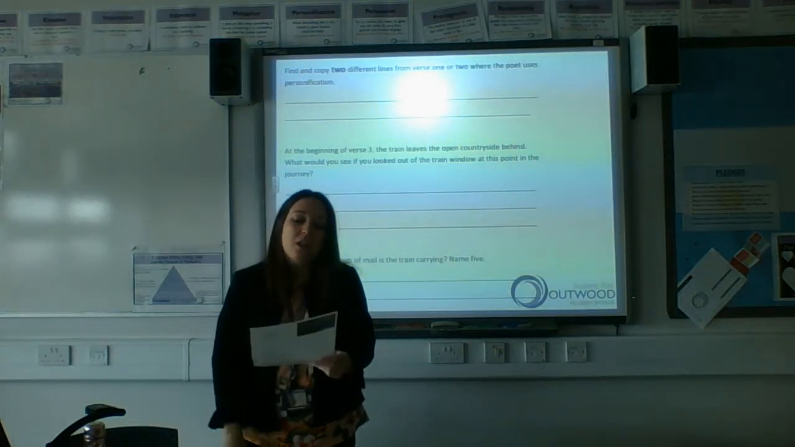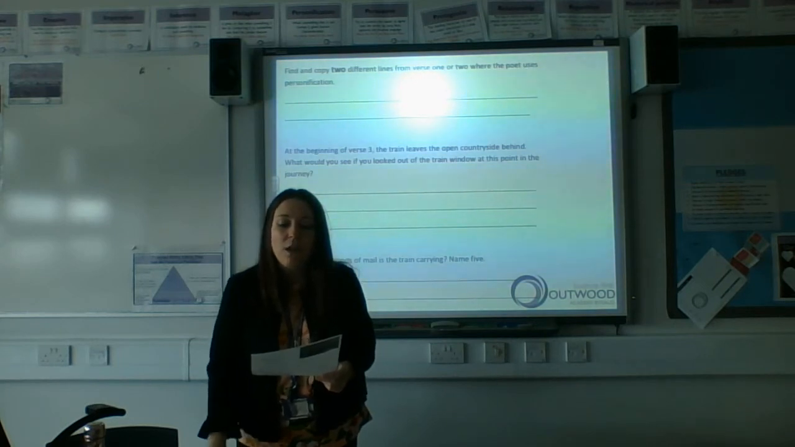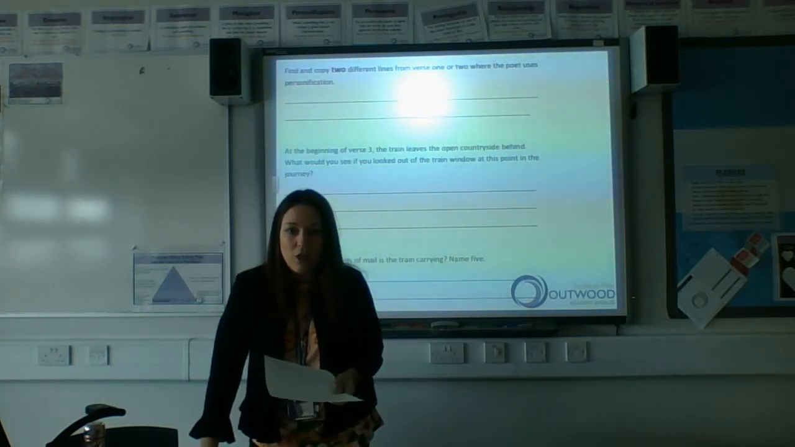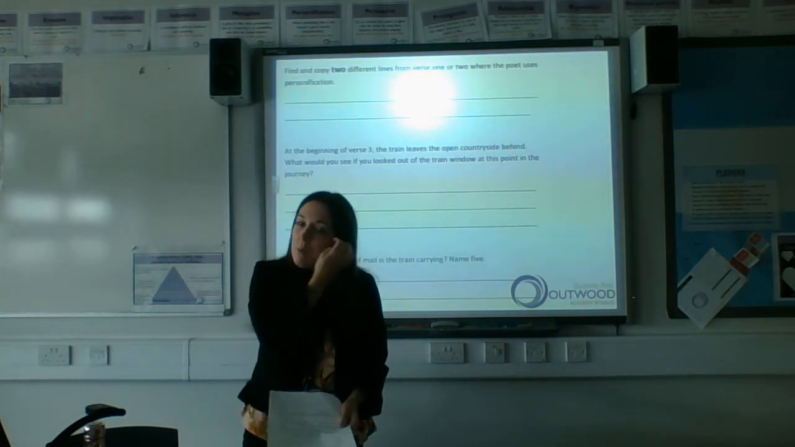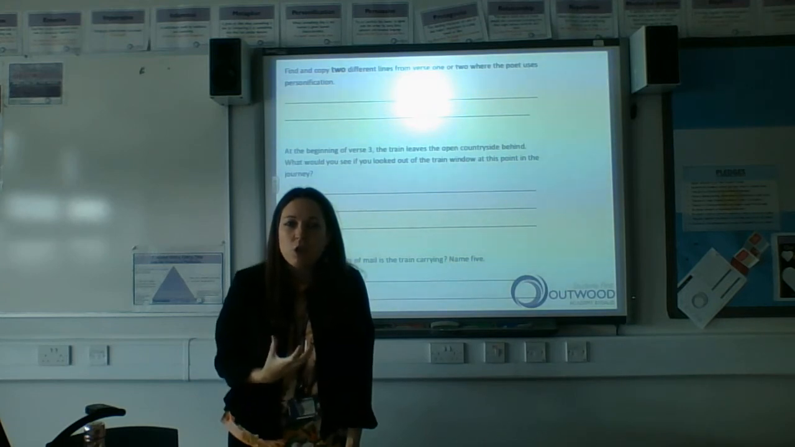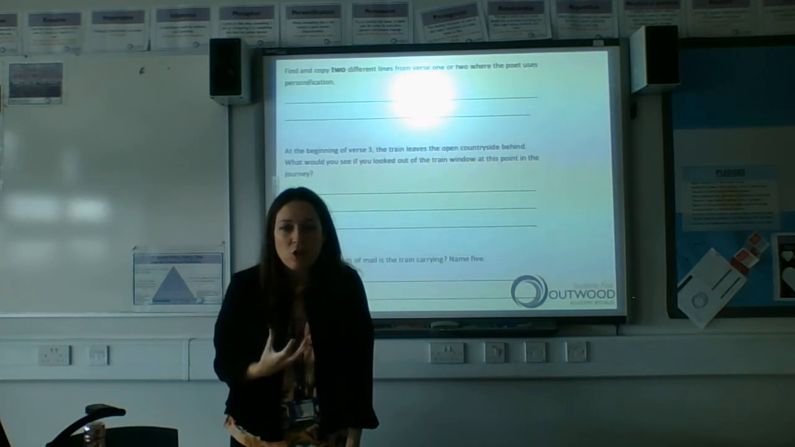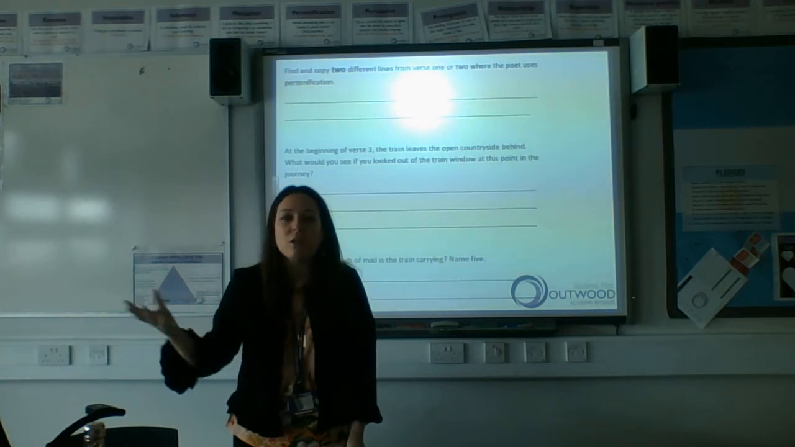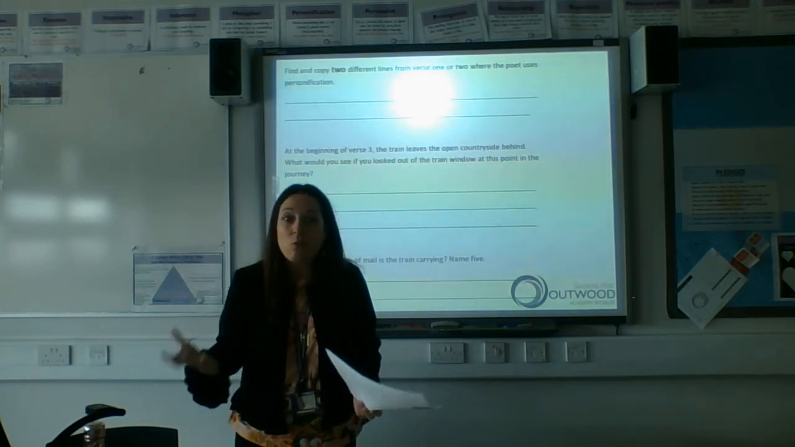So, find and copy 2 different lines from verse 1 or verse 2 where the poet uses personification. I'm going to pause you for a minute here because you probably need to have a quick chat amongst yourselves, maybe with your teacher, about what you think personification is. So task 1, please. What is personification? Who can tell someone else in the classroom what it is?